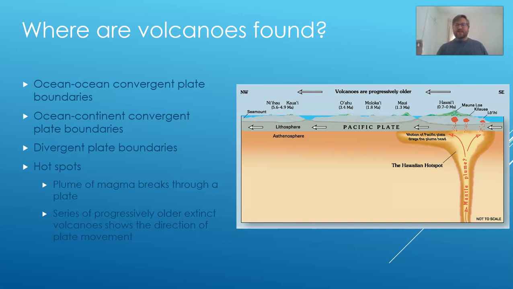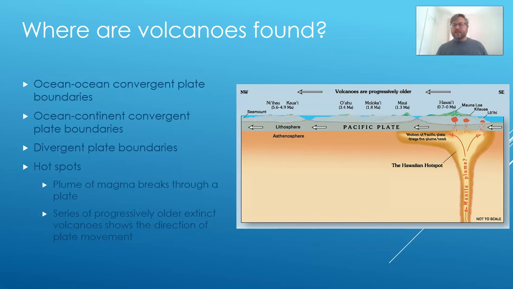Then eventually the plate's going to move more, and that newer volcano is also going to go extinct as it gets pulled away, and another new volcano is going to form over the mantle plume. So a characteristic thing that we see when we see a hotspot is a chain of volcanoes where you have an active volcano still being fed by that mantle plume at one end, and then your volcanoes get progressively older and older and older as you go away from that spot where the mantle plume is.